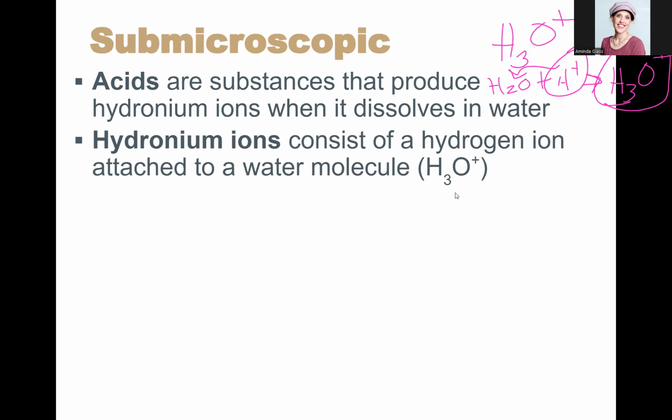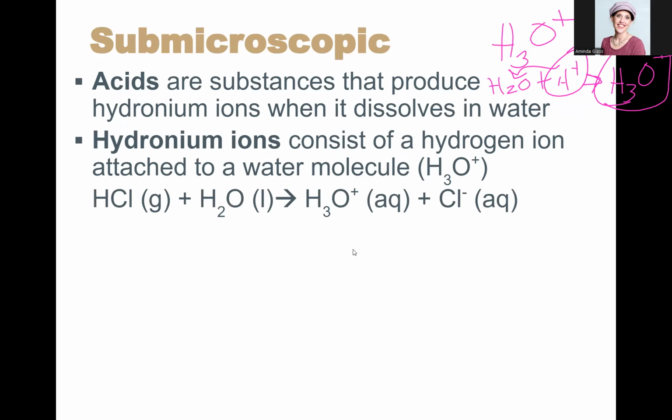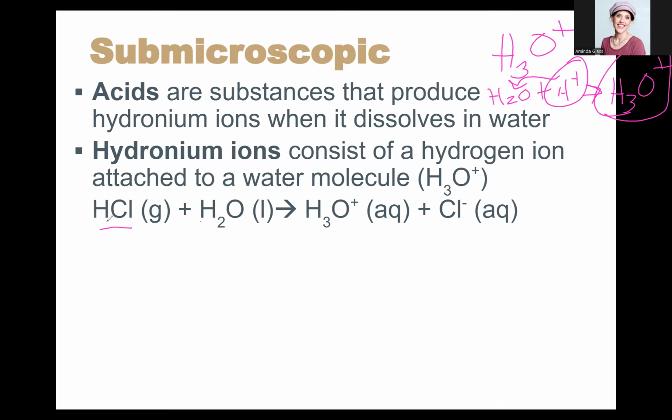Hydronium ions, of course, are your H3O+. It's a hydrogen attached to a water molecule. And here is an example. You have hydrochloric acid, which is a strong acid, and it reacts with water in the liquid form, and you get hydronium ion and chloride ion, all in an aqueous solution. So it's dissolved in water.